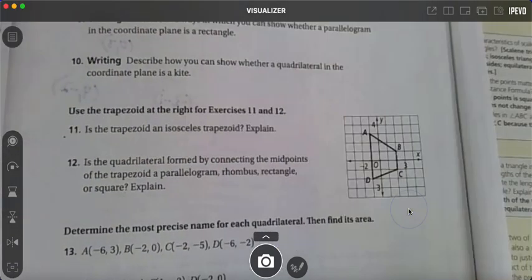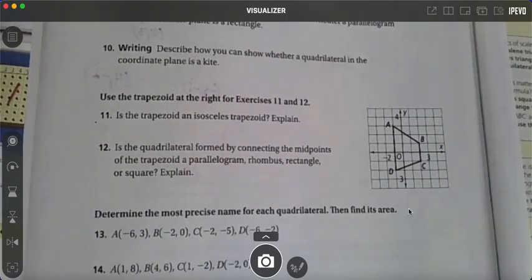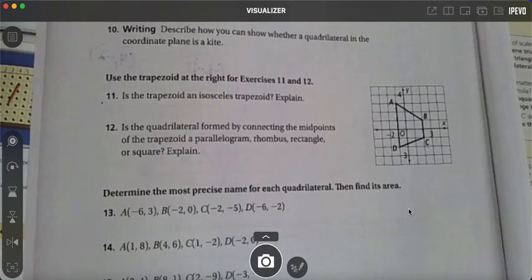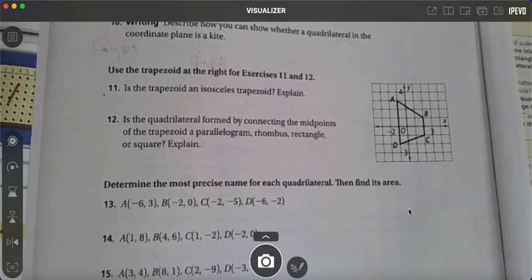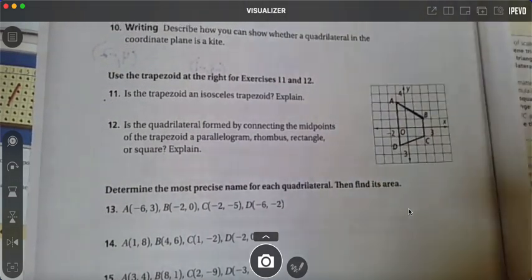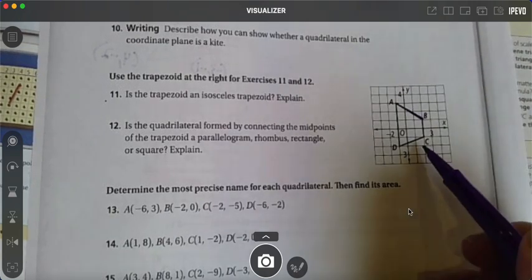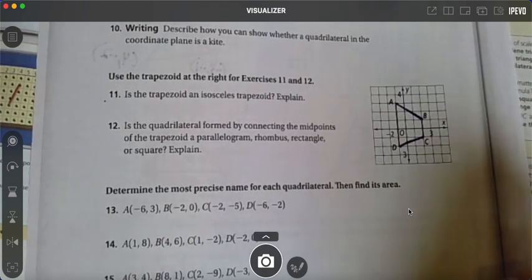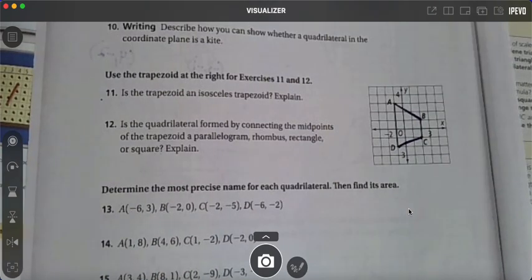Same concept. Flip your paper over and let's look at number 11. It says, is the trapezoid isosceles? How would you find that out? You would have to find what's the distance of this and what? It doesn't look like it to me, but what's the distance of this? And let's see if they're equal. So I want y'all to do that.